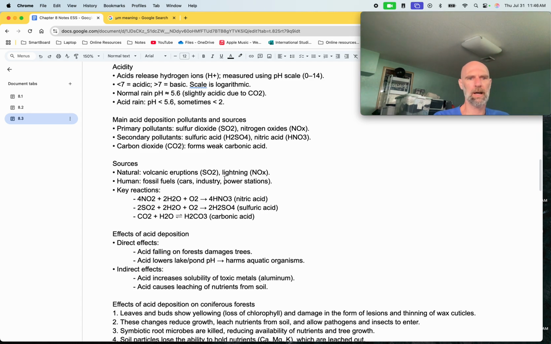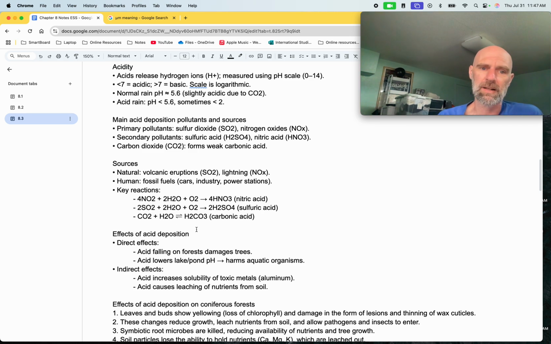The key reactions are nitrogen dioxide plus water, H2O, plus oxygen forms nitric acid. Sulfur dioxide plus water plus oxygen, the H2O and the O2, forms sulfuric acid. The sulfuric acid really contributes to the acid rain again. Carbon dioxide plus water, H2O, forms carbonic acid. And these arrows mean that they can go both ways, so it can then break down into water and carbon dioxide as well for carbonic acid.